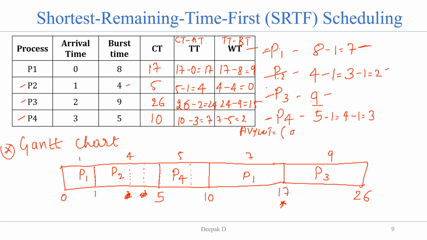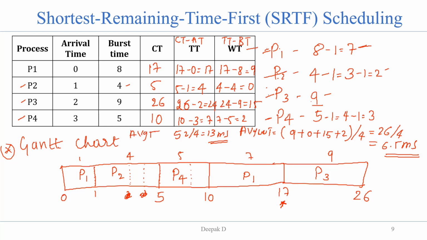So what is the thing? 9 plus 0 plus 15 plus 2 divided by 4 will get the value. 26 divided by 4 is equal to 6.5 millisecond. That is average waiting time. Similarly for turnaround time, that is 52 divided by 4, you will get 13 millisecond for average turnaround time.